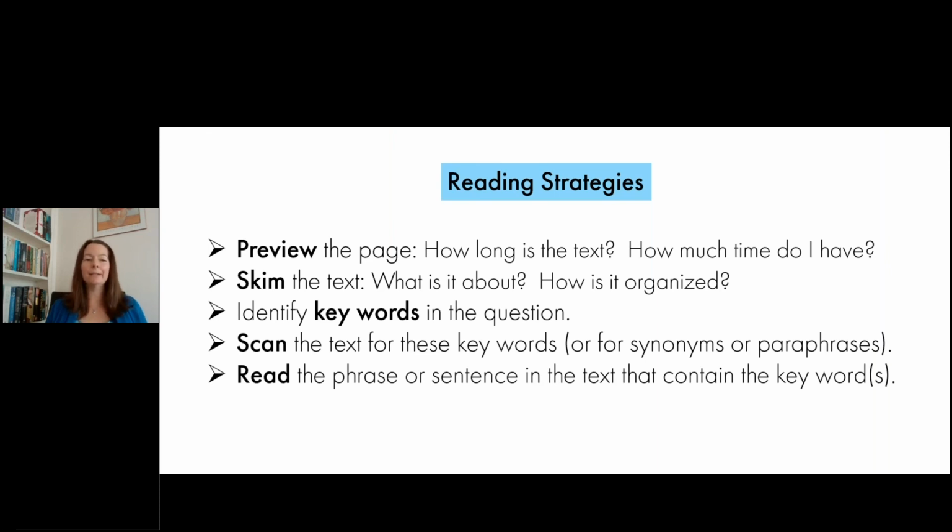Once you've found the keyword, it's a nice idea to read the phrase or even the full sentence within the text wherever that keyword was found. You want to double check that you do indeed have the right place in the text and the correct information to actually answer the question. So when you've decided that it makes sense, you would choose the answer and be confident that you've answered it correctly.